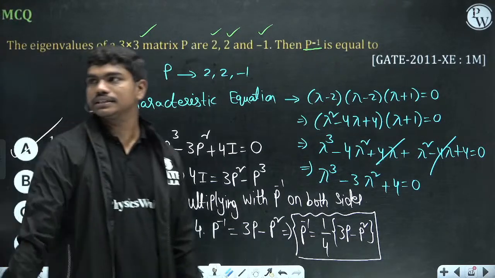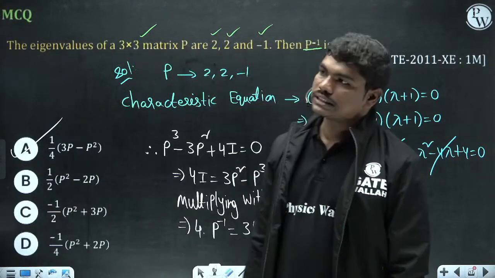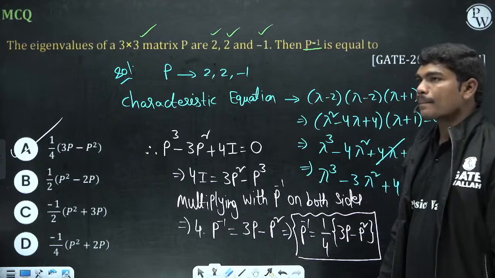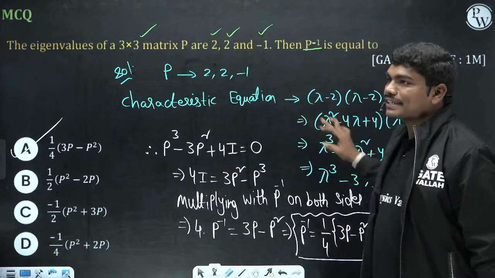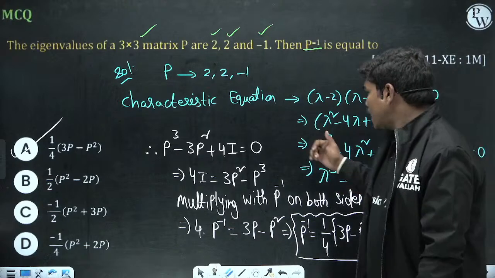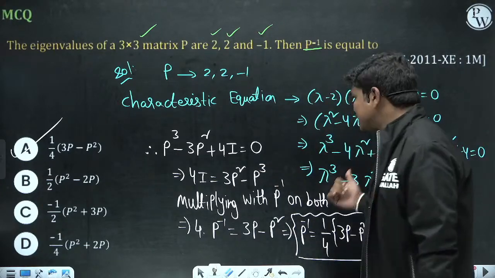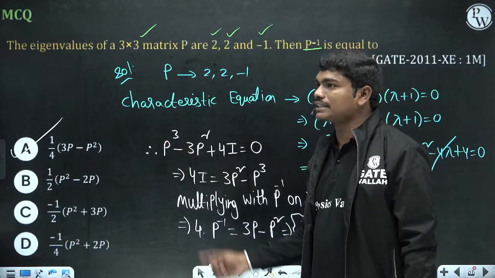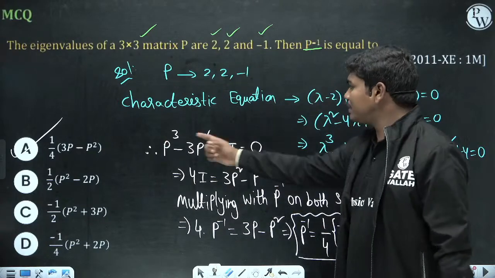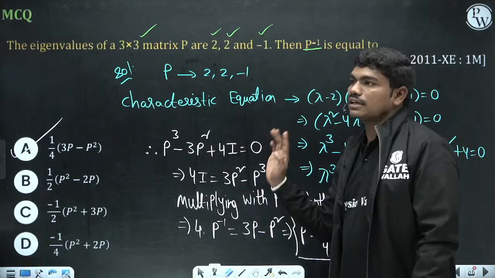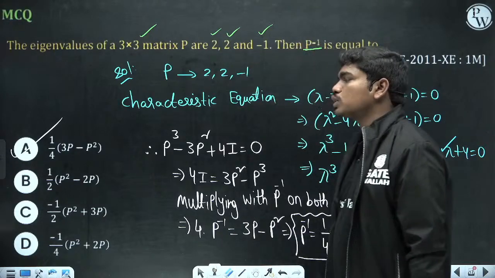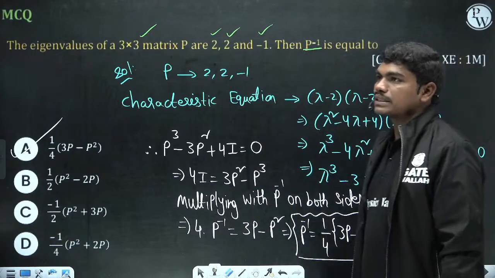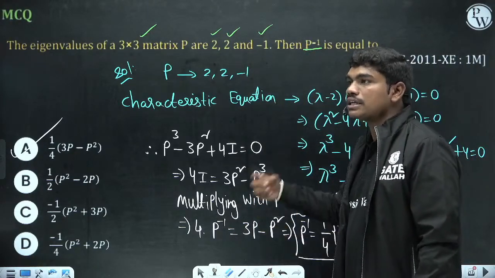Okay, so P inverse is equal to 1/4 times (3P minus P square). Option A is the correct answer. Clear? Yes, A is the correct answer. Of course, A is actually the correct answer because we simply knew the eigenvalues, so we calculated the characteristic equation, and this characteristic equation is satisfied by this matrix. So we substituted P in place of lambda and got P inverse from here. Correct? So 1/4 times (3P minus P square) is the inverse of this matrix.